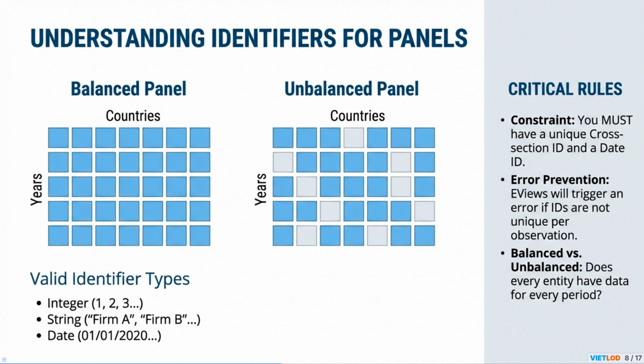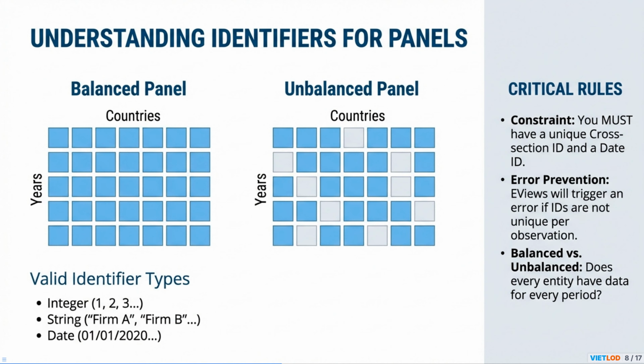To properly structure your panel data, EViews uses valid identifier types, such as integers like 1, 2, 3, strings, for example, firm A or firm B, or even specific dates, like January 1, 2020. Now, let's look at the critical rules.